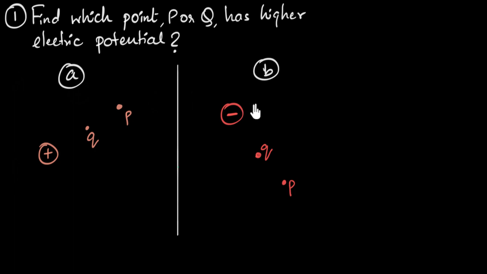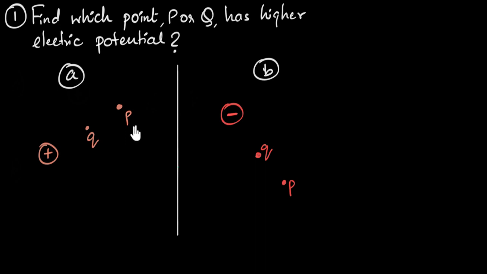So we have two cases. In both cases, we have P and Q, and we have charges. We need to figure out which point has a higher electric potential. How do I do that? The first thing I do is ask myself, what's the meaning of potential? Well, you can think of electric potential as basically how much potential energy a coulomb would have at any point.